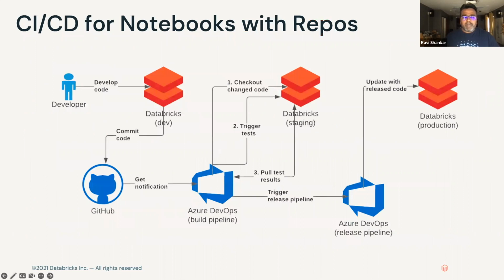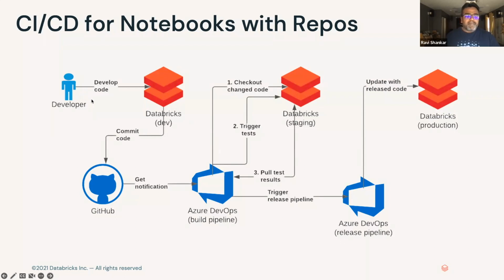Let me go into the next one. This is a pictorial representation of the steps that we will be doing today. If I want you to take one thing out of this workshop, it is this slide. What this means is I have three environments here: one is the development environment, and the other two are staging and production.